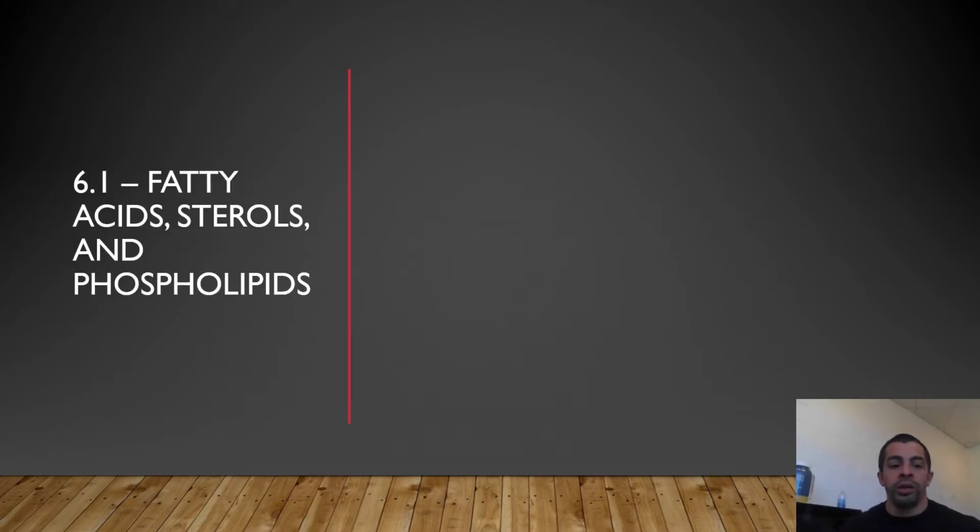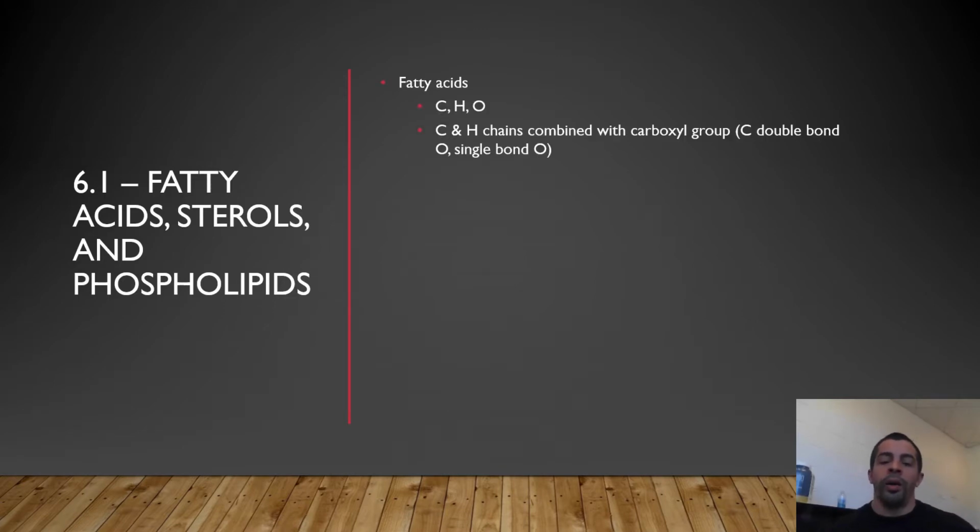Fatty acids, sterols, and phospholipids. So let's talk about fatty acids or fats. We've already talked about the structure of carbs: carbon, hydrogen, oxygen. We've talked about the structure of proteins. What was that differentiating element in protein? You guys should all know off the top of your head, nitrogen being the major different element. Fats aren't very different than carbs, right? Just their structure is different and their chemical composition is different. The elements are carbon, hydrogen, and oxygen.